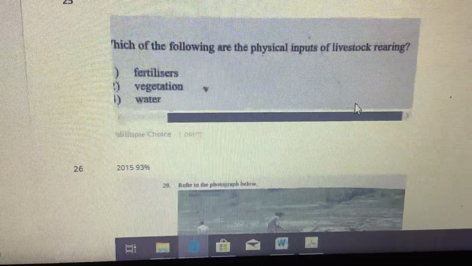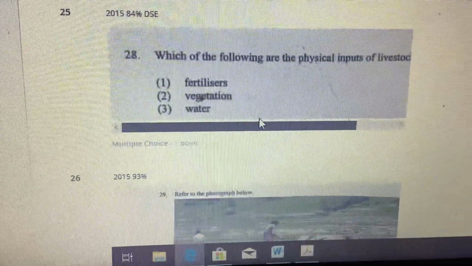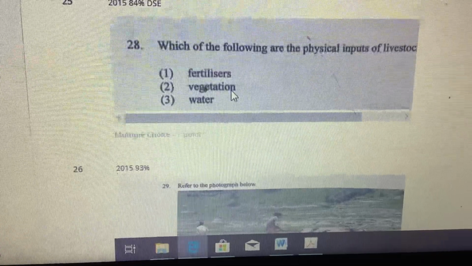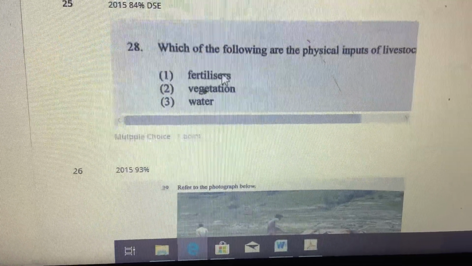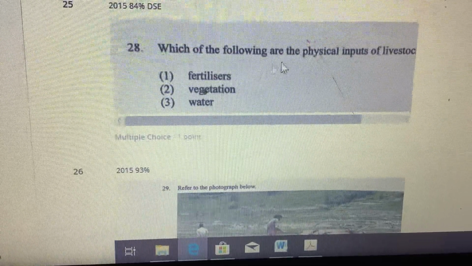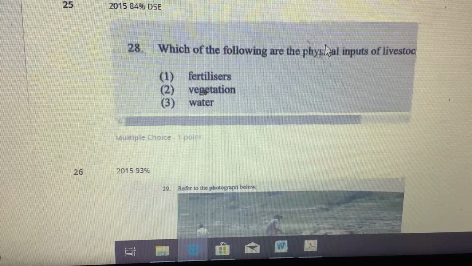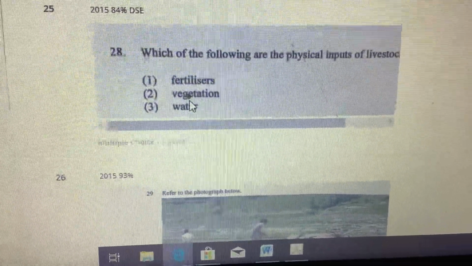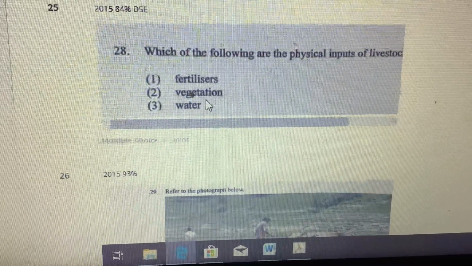Which of the following are the physical input of the livestock farming? Vegetation definitely is not the physical input. Fertilizer definitely is not the physical input, I overlooked it, bear in mind physical input. This one is human input. Okay, number 2, number 3 is physical input.